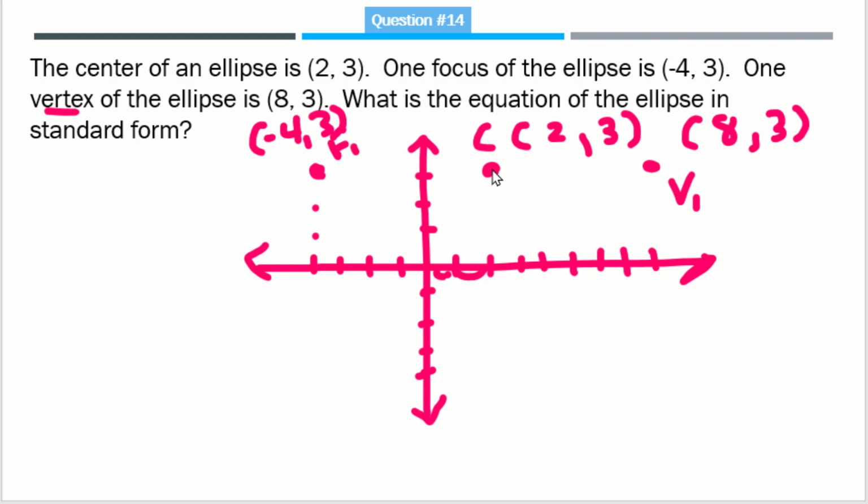All right, from the center to the vertex, we're at 2, 3. We're going to move over 6 units. 1, 2, 3, 4, 5, 6. So A is equal to 6. We go 6 units in this direction.